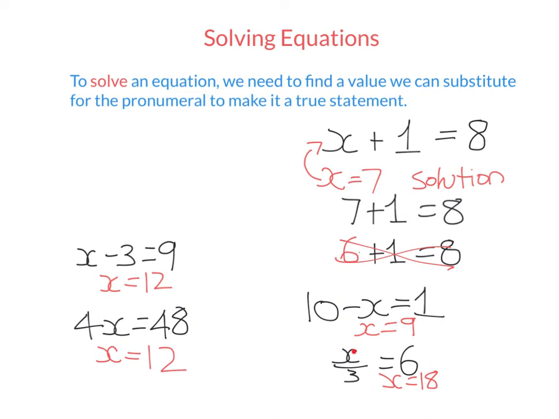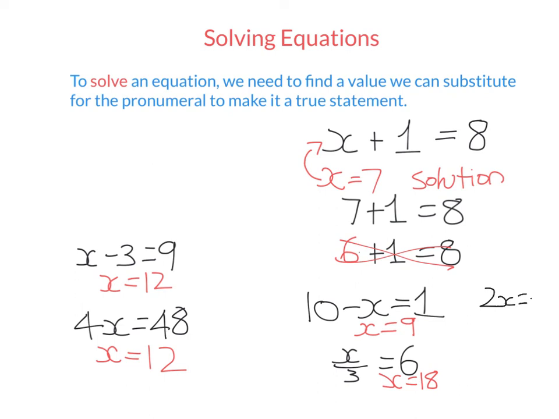If you are unsure here, what number when you divide by 3 gives you 6, do the opposite. So instead of dividing by 3, go 6 times 3, which is 18. So we're going to solve heaps and heaps of equations in this section of the course. And I really need to make the point that sometimes when you solve an equation, the answer is not a whole number and it's not always positive.